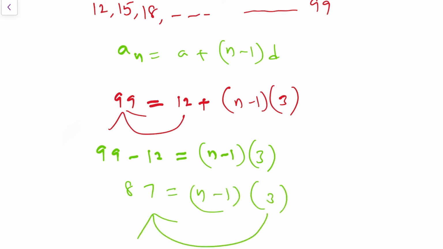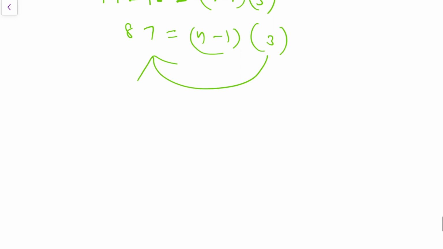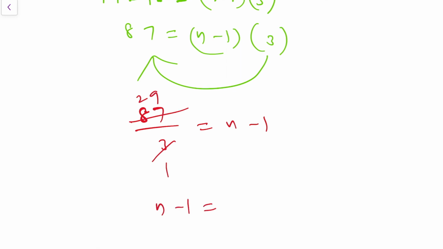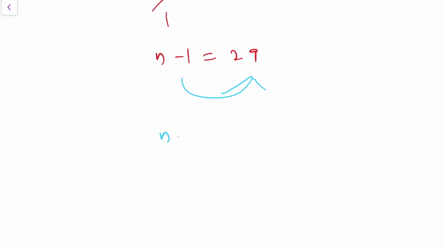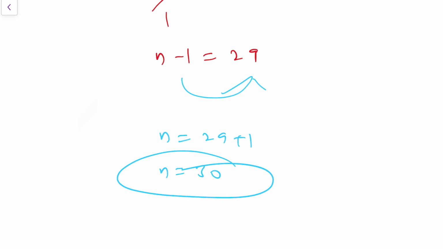Take 3 also to the left side, it becomes division. 87 divided by 3 is equal to n minus 1. 3 1s are 3, 3 2s are 6, 3 9s are 27. n minus 1 is equal to 29. Now take minus 1 also to the right side, it becomes plus 1. So n is equal to 29 plus 1, then n is equal to 30. It means a total of 30 numbers are there, I mean 2-digit numbers which are divisible by 3.